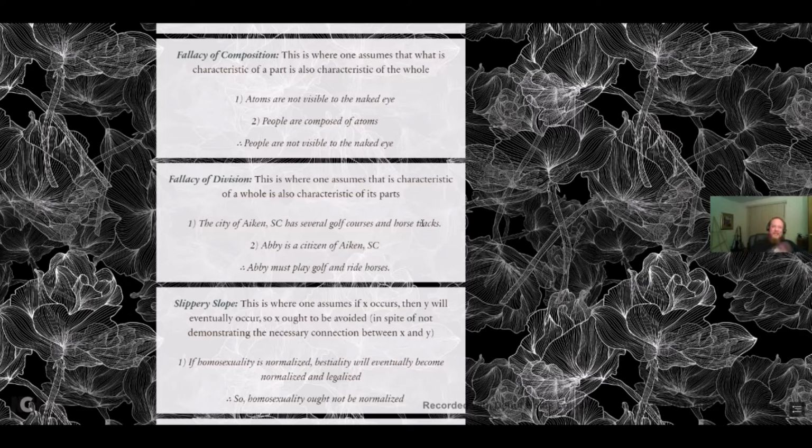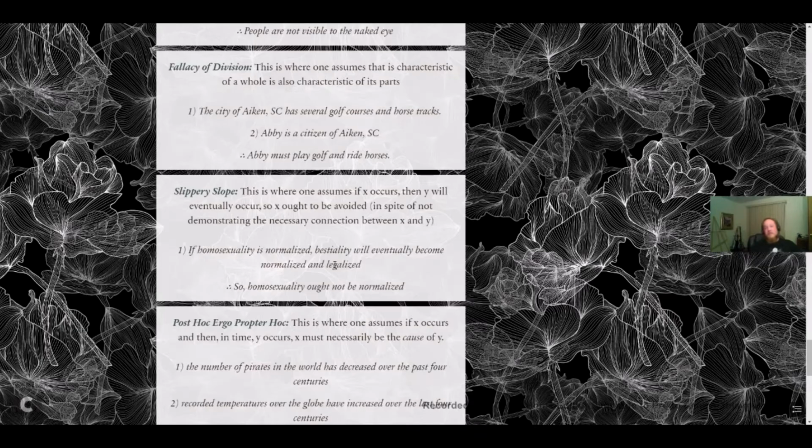So what's true of the part is not necessarily true of the whole. Then fallacy of division is kind of the backwards version of that. What's true of the whole is not necessarily true of the part. So I say here, like, the city of Aiken, South Carolina has several golf courses and horse tracks. It does. If you look at a map of Aiken, you'll see all these little circles for horse tracks. You see all these little splotches of green. They're either places for horses or places for golf.